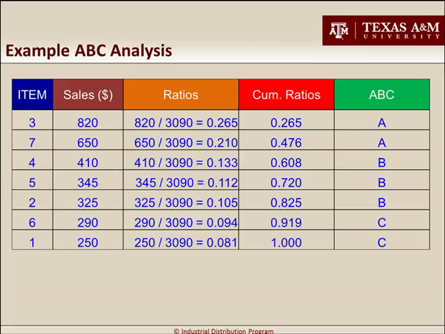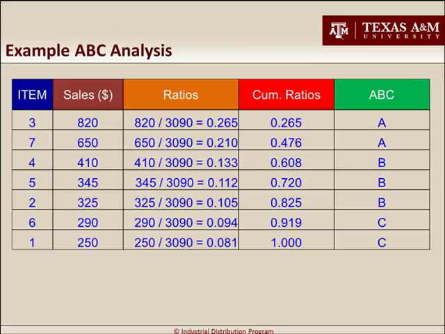Now, when I do the ABC analysis for sales, I'm also gonna do relative ranking, by the way. We are sorting from the best item to the worst. The best item is in this case item 3 with $820 sales revenue. The second one is the 7 with $650, and the worst item is item 1 with $250 sales revenue. If you add up these sales numbers, you end up with $3,090, right?